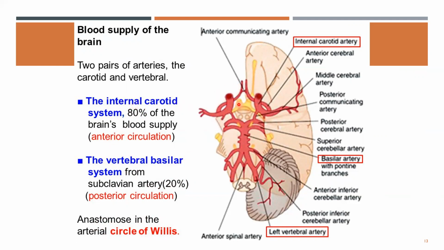Internal carotid artery is this one. The internal carotid artery is a branch coming from the common carotid artery. And then your vertebral artery, this one, vertebral basilar, because when the right and the left vertebral arteries meet, they form your basilar artery.